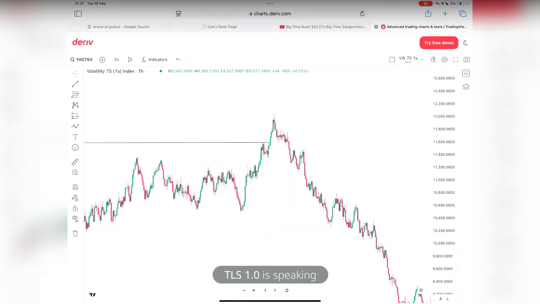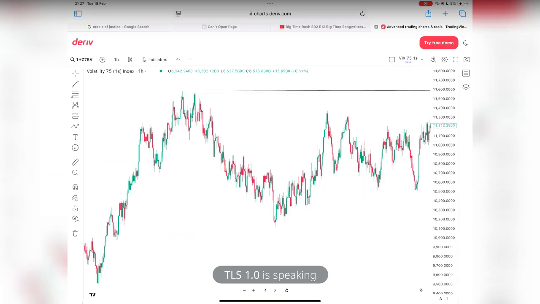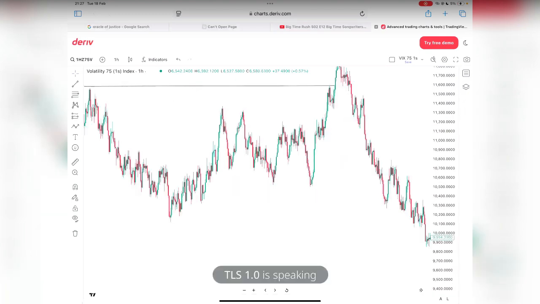All right, good and fine. We have gotten what we wanted. Now you can see that we came to the lower time frame, and we could now see this other break of structures clearly. Okay, we can now see the other one.